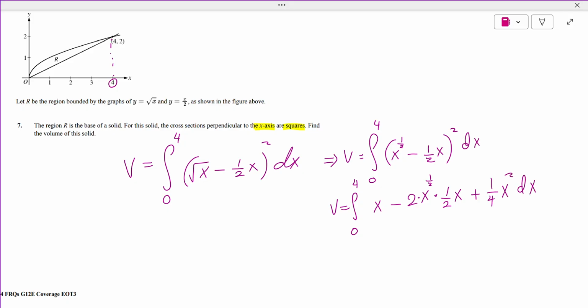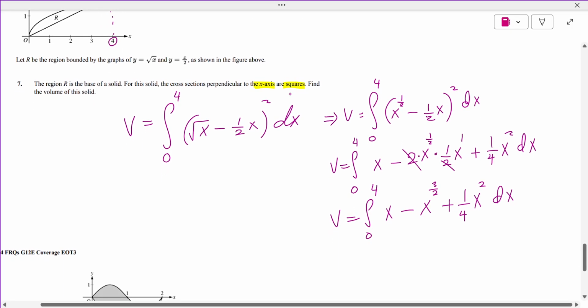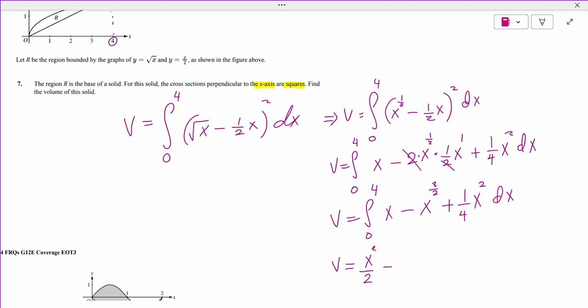So this becomes the integral from 0 to 4 of x, we can cancel this 2 with this 2, minus x to the power of half times x to the power of 1 will be x to the power of 3 over 2, plus 1 over 4 x to the power of 2 dx. Now we can go ahead and integrate. This is x squared over 2 minus x to the power of 5 over 2 times 2 over 5 plus 1 over 4 times x to the power of 3 over 3.